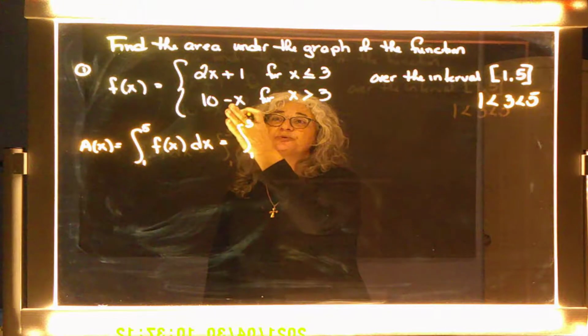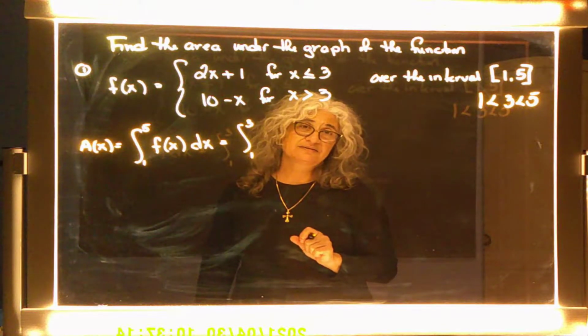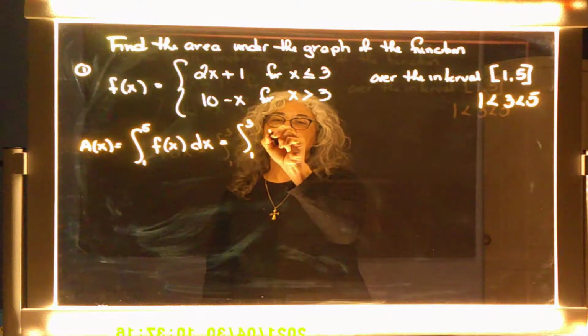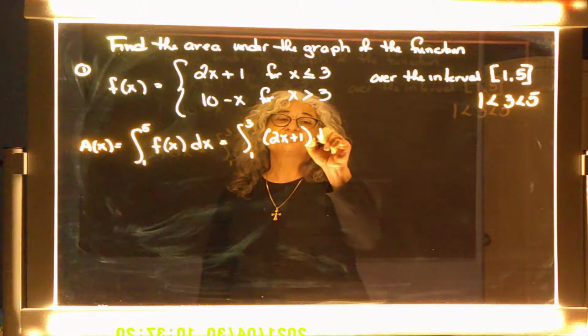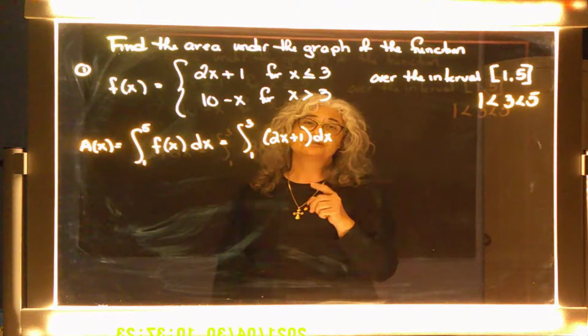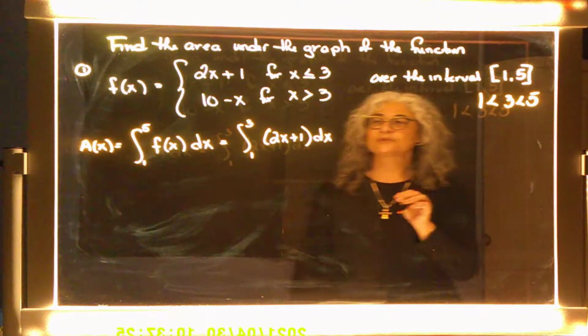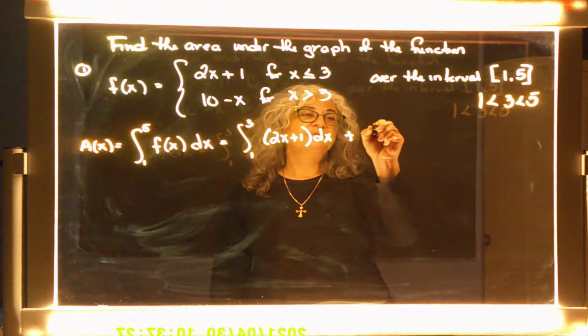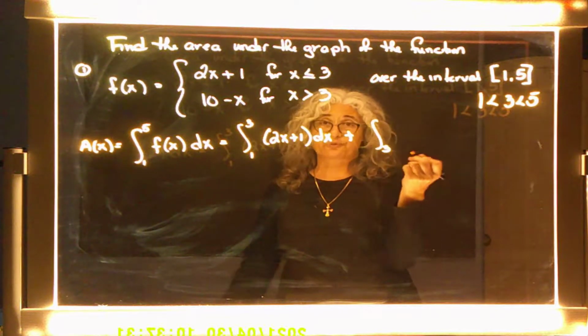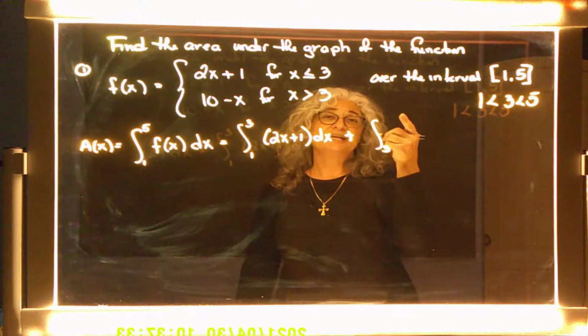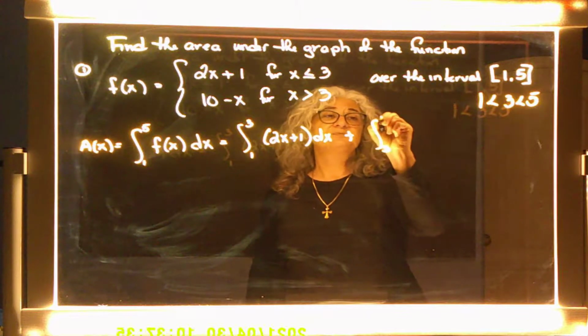The 2x plus 1 or the 10 minus x? Good, the 2x plus 1, because 2x plus 1 is allowed to be used for x's that are less than or equal to 3. Good? Okay, and then I'm going to add to it the other piece of the puzzle. Now the other piece of the puzzle is going to start at 3, and it's going to end at 5.